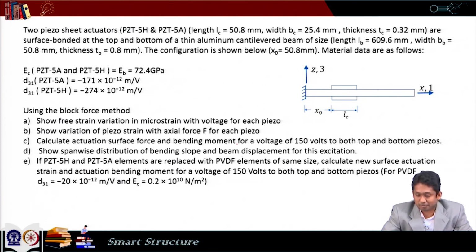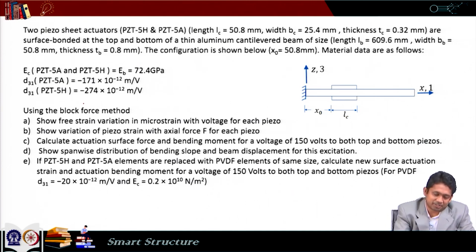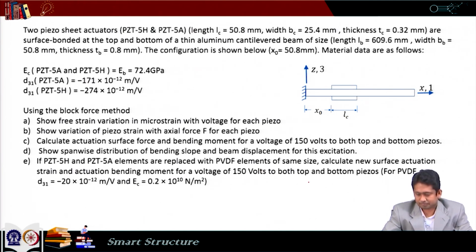and bending moment for a voltage of 150 volt applied to both top and bottom piezo, and we have to find it out using the block force method as it is mentioned here, and span wise distribution of bending slope and beam displacement for this excitation. And again there is the same statement, if these two are replaced by PVDF, then we have to find out the actuation strain and actuation bending moment for a voltage of 150 volt.